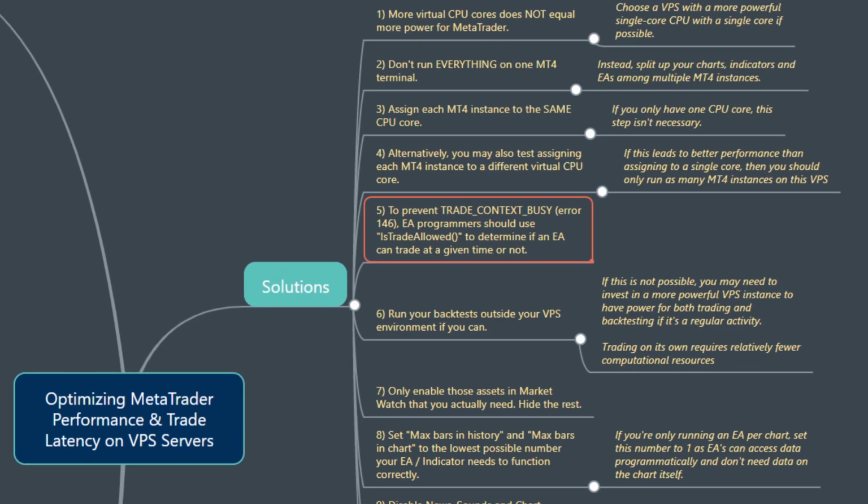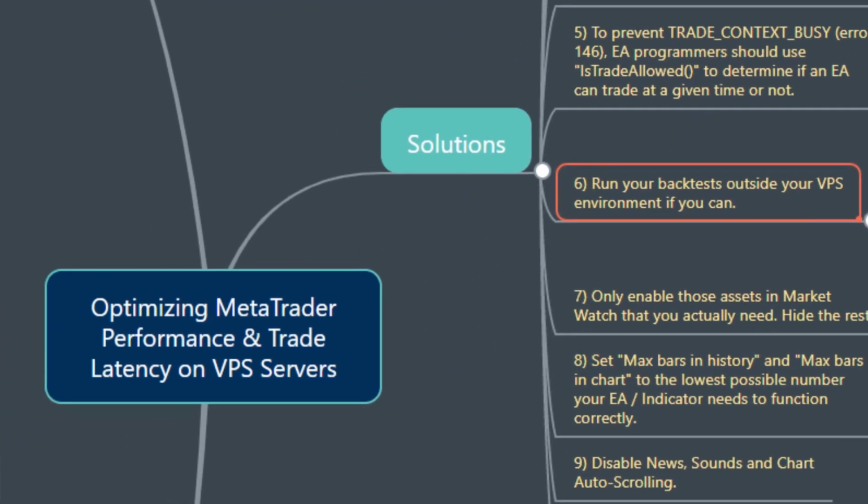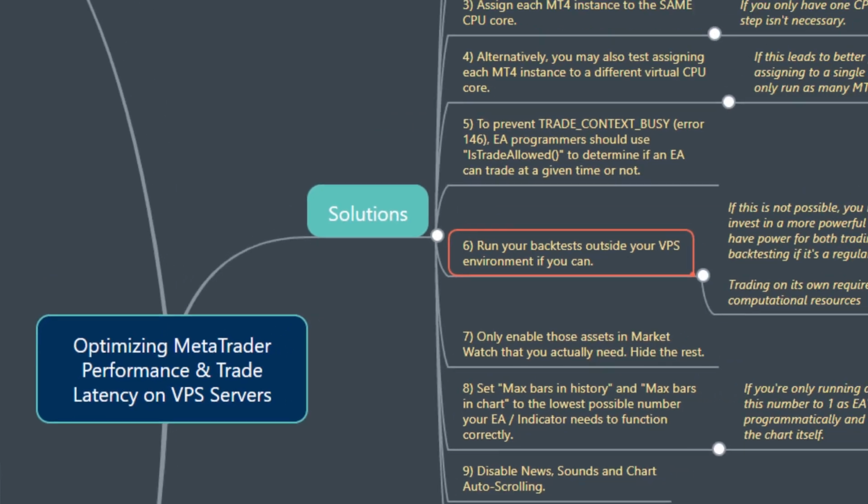Now, in terms of efficiency, as I mentioned earlier as well, running any backtests inside a VPS server is not going to prove very useful and is going to run into issues, as the MetaTrader 4 strategy tester is a single-threaded effort. In that case, if it's not possible for you to not backtest on your VPS, then you may need to invest in a more powerful VPS instance to have both the power for trading as well as backtesting, if both those things are a regular activity.